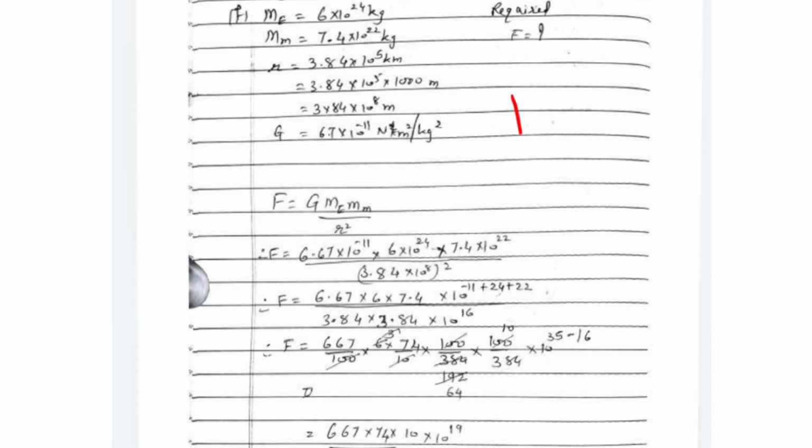So 10 raised to 5 into 10 raised to 3, using the law of indices, will be 10 raised to 8. So what I will have is 3.84 into 10 raised to 8 meters. So here you have 3.84 into 10 raised to 8 meters. Right? Now calculate the gravitational force between the two. That means you have to find out the force between the two.